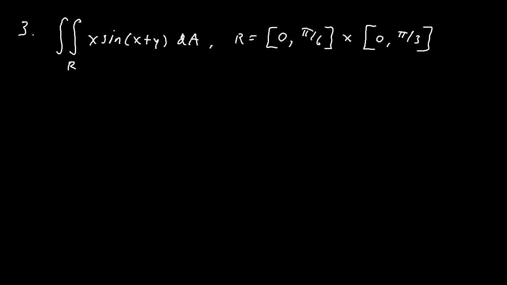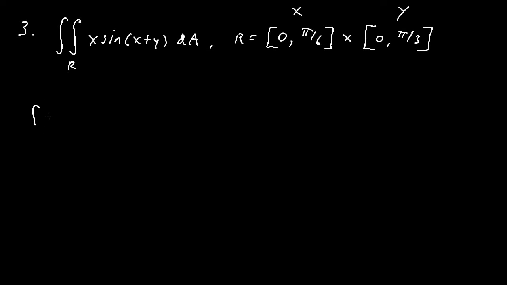So for number 3, we have the double integral of x sine of x plus y dA, and it's described by the region R, which in bracket notation, the x values go from 0 to pi over 6, and the y values go from 0 to pi over 3. So just realize that if it's in this kind of bracket notation, the first one refers to the range of x values, the second one refers to the range of y values.